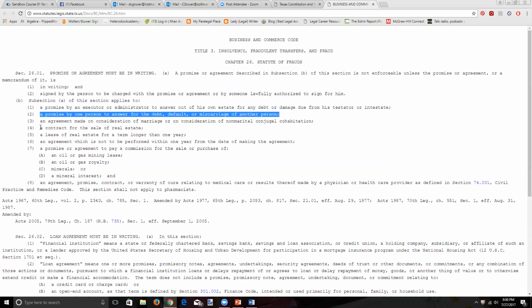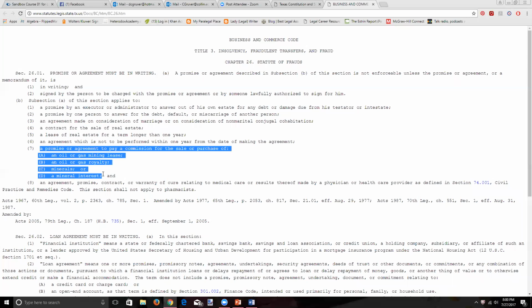Here we have number 4: a contract for the sale of real estate, a lease for real estate for a term longer than 1 year, a promise or agreement to pay a commission for the sale or purchase of an oil or gas mining lease, an oil or gas royalty, minerals, or a mineral interest. So we've gone through most of the categories that we have under Texas law.